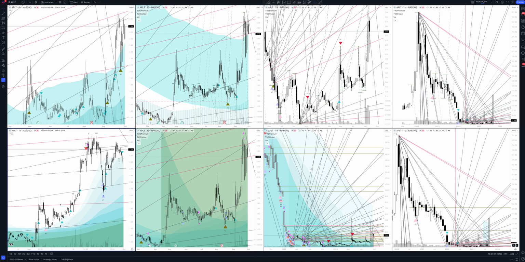Today we will take a look at Applied Therapeutics stock. Let's analyze the market situation and find out how you can make money on it. Let's start.